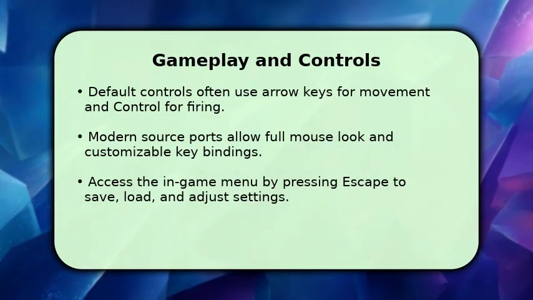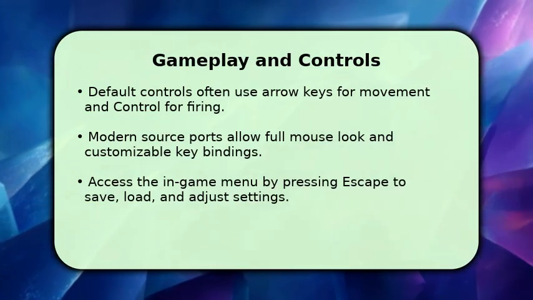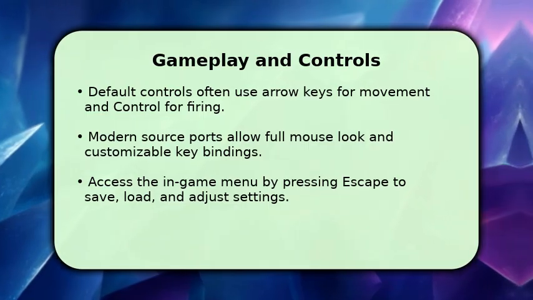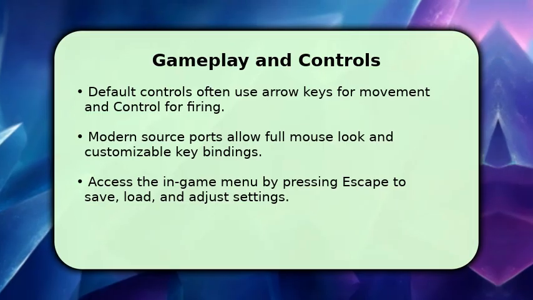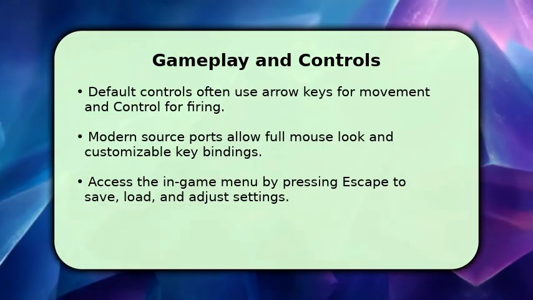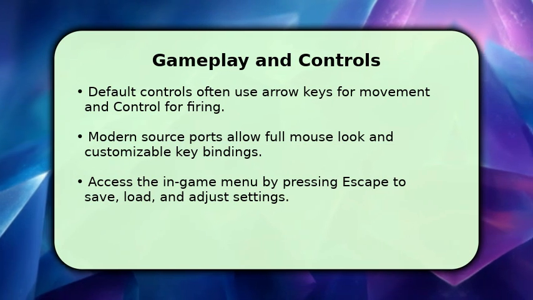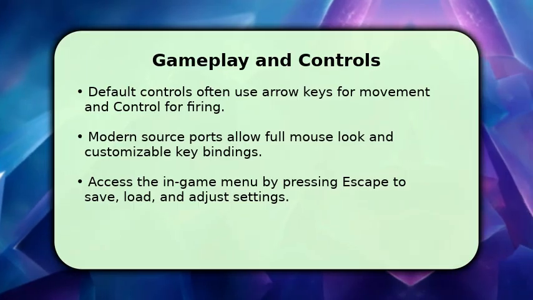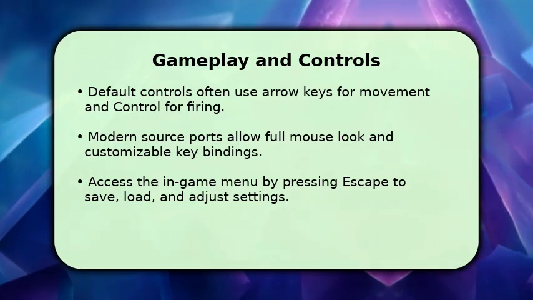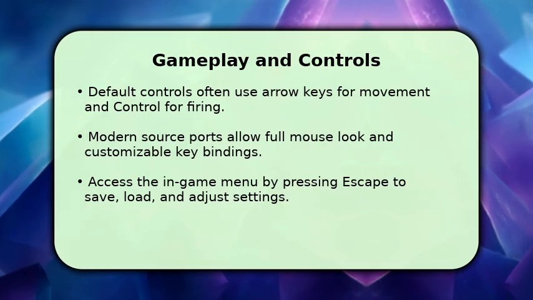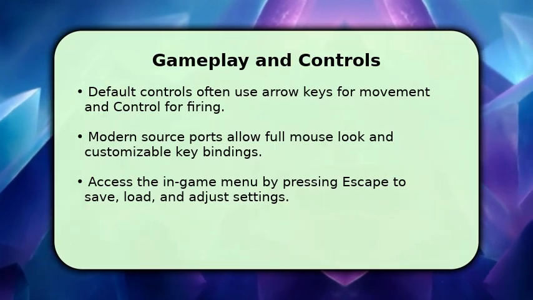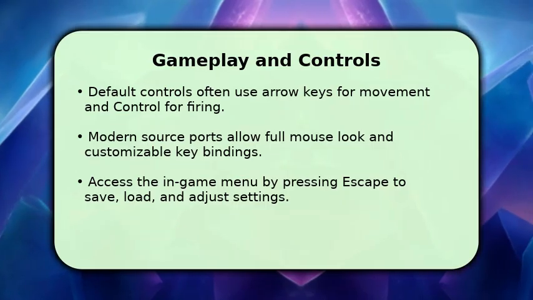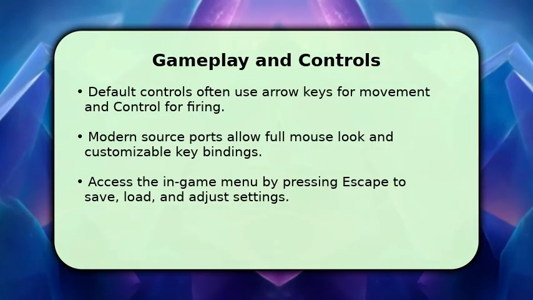Once your game is set up, it's time to dive into the action. The classic Doom 2 controls typically involve arrow keys for movement and the control key to fire, but modern source ports offer much more flexibility. You can usually enable full mouse look, allowing for precise aiming, and remap any key to your preference. Don't forget to use the escape key to access the main menu, where you can save your progress, load previous games, and fine-tune various gameplay options. Take some time to customize your controls for the best possible experience.